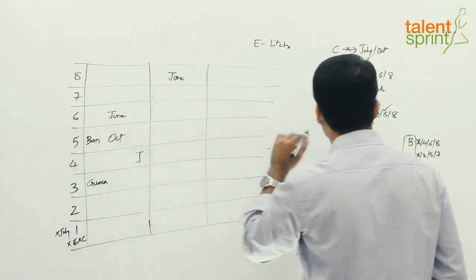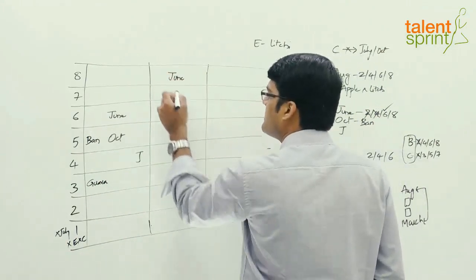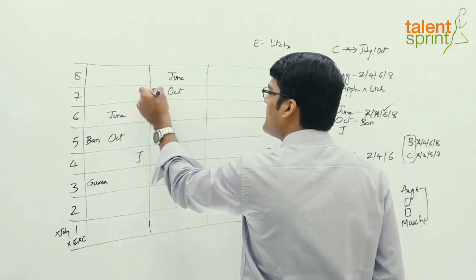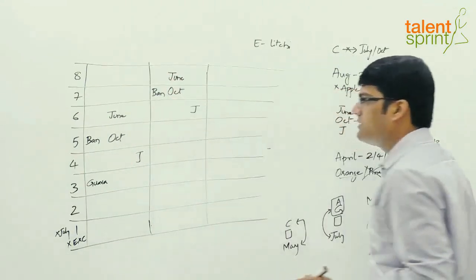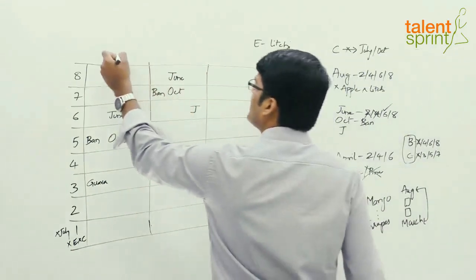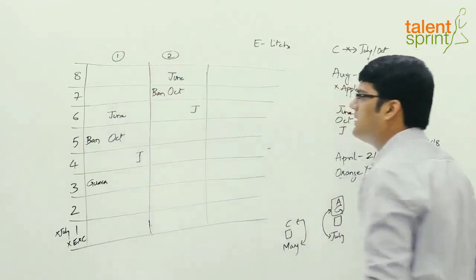June comes on 8th floor. October and banana would come on 7th floor. And according to this, J would come on 6th floor. So these are the two possibilities, case 1 and case 2. Are you able to follow?